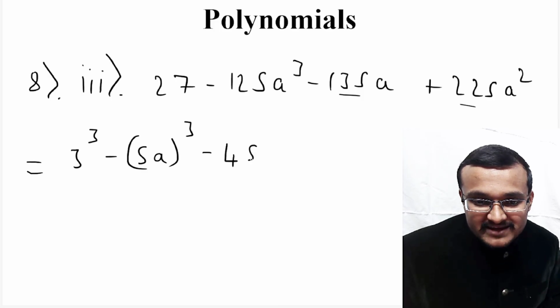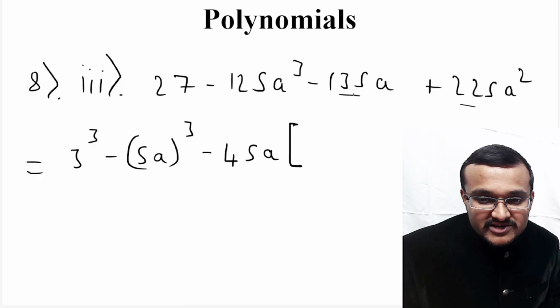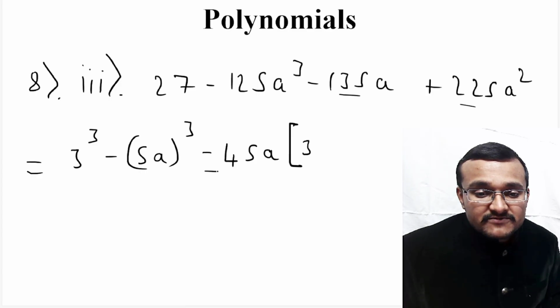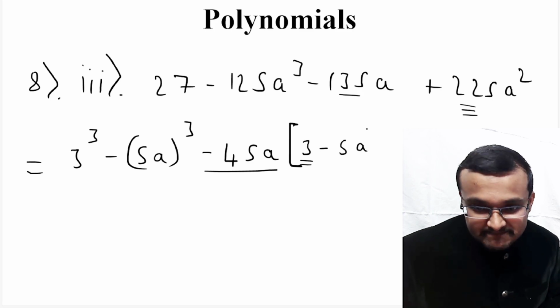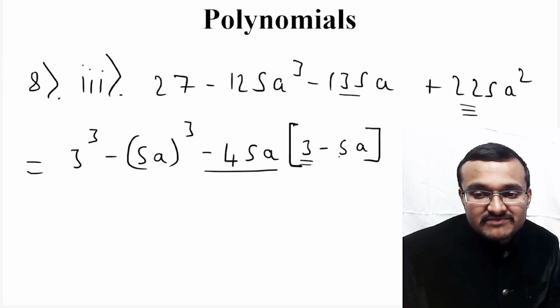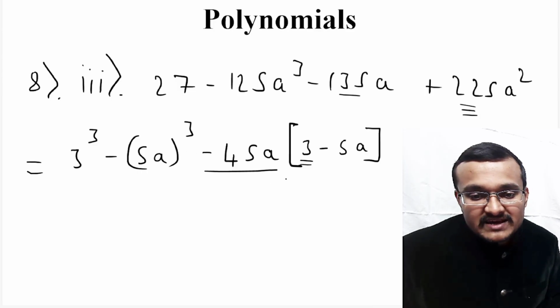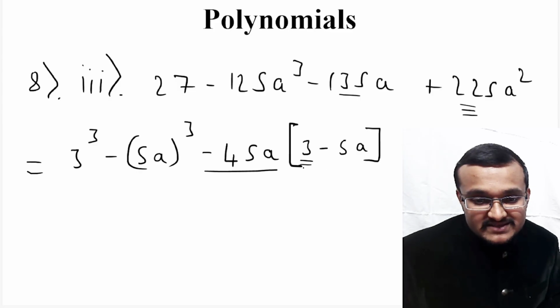If you take 45 and a as common, so inside the bracket, I am taking minus 45a common, inside the bracket you will have 3, because 45 into 3 will be 135, minus into plus will be minus, so minus 135 into a will be there. And if you take minus 45a from this, then this will become minus 5a, because 45 into 5 will be 225, minus into minus will be plus, so plus 225, a into a will be a square. Like this I can write.